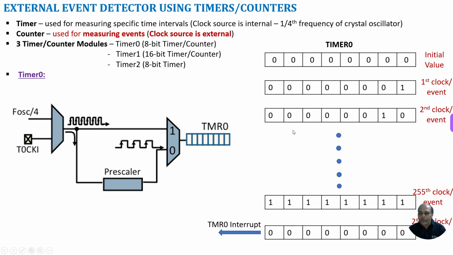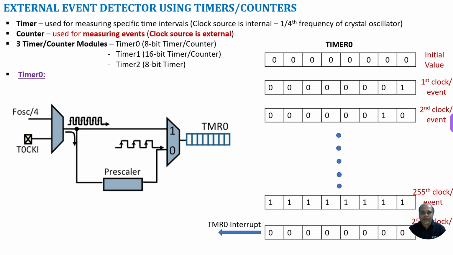So for counting, what we do is we put a value onto this timer register. Then whenever an external event occurs, the incrementation of that value is performed. By seeing the incremented value, at what value it is right now, we can see how many times the event has occurred. That is the logic behind how to use this timer module for counting purpose.